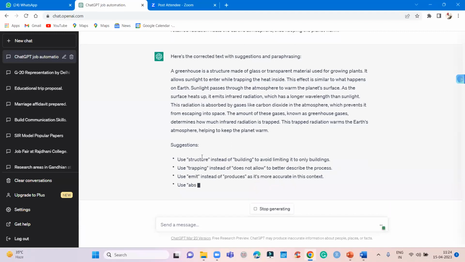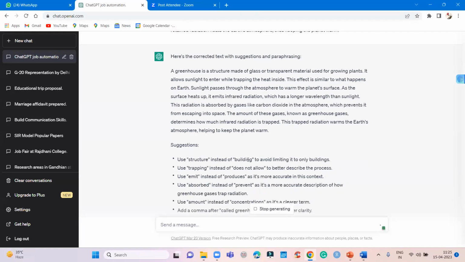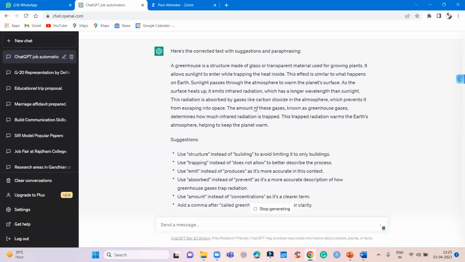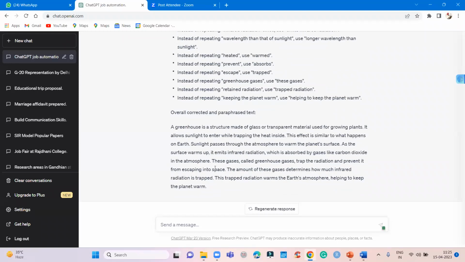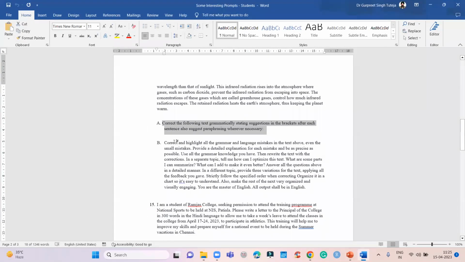It is also suggesting: don't use "structure" instead of "building", to avoid limiting it only to buildings. Use "trapping" instead of "does not allow". So it suggests better words than what I have written, and it has also corrected it. So the overall grammatically corrected and paraphrased text is this. Now there is no point in using your Grammarly and your Quillbot, because it does both things for you. It has paraphrased and it has checked grammar also.